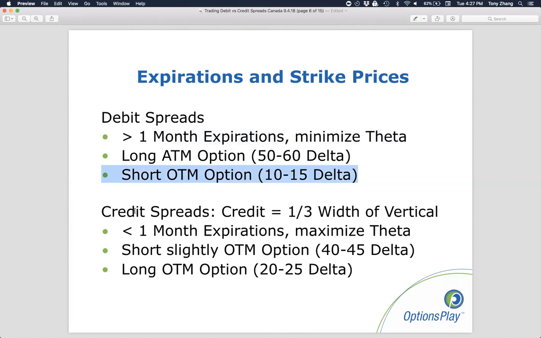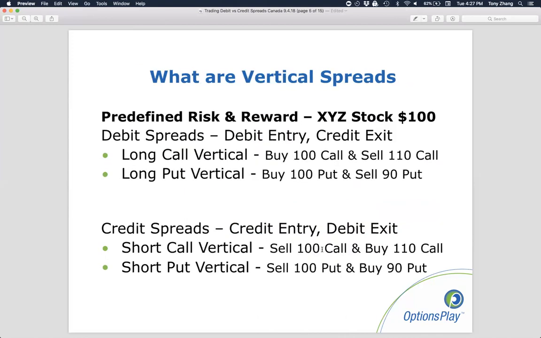When we're trading credit spreads, this is where there's a lot more subjectivity. It depends on how you like to trade credit spreads. There isn't really a good rule of thumb here. However, based on all of our backtests, we generally have found that the optimal credit spread is to receive, in terms of credit, about one third of the width of the vertical. When I talk about the width of the vertical, that simply refers to the distance between the two strikes.